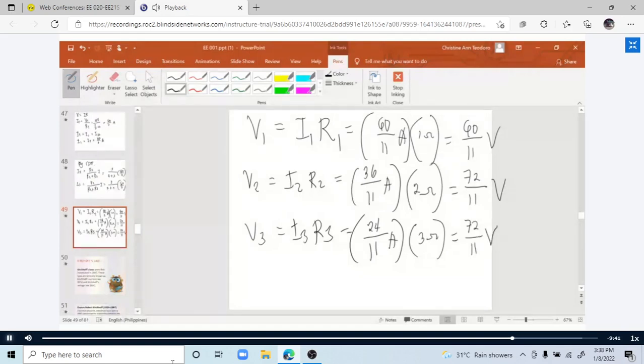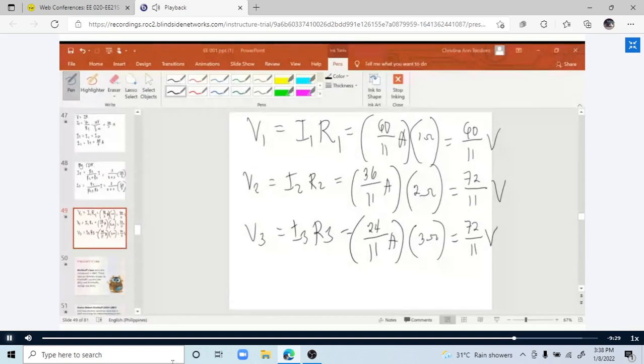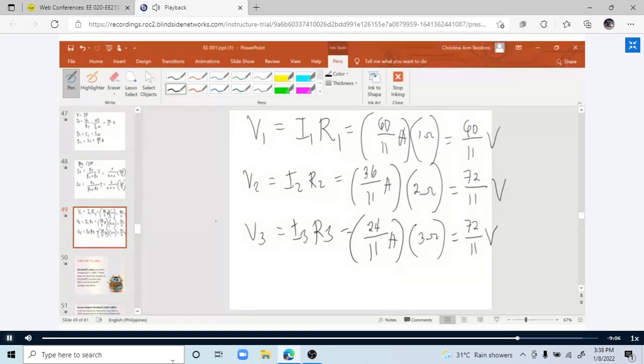Now my question is, V1 is 60 over 11 volts. Why are V2 and V3 equal? Why are they both 72 over 11 volts? Why are the two voltages V2 and V3 equal with each other? Because they are parallel. Very good, John. So because they are parallel.